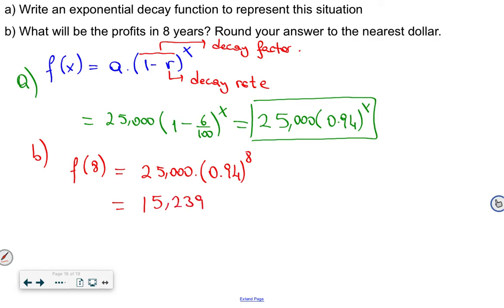This is to the nearest dollar, approximately. This is your answer.